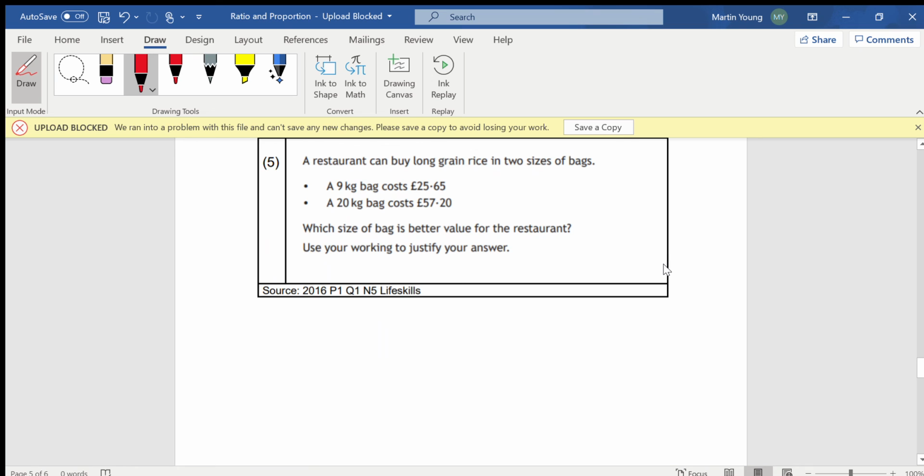Example number 5. Now, I noticed when I was looking at this, it's slightly different, but I can see why it perhaps relates to proportion. We're now on to life skills, which is the old version of applications. So a restaurant can only buy long grain rice in 2 sizes of bags. A 9 kilogram bag which costs £25.65 and a 20 kilogram bag that costs £57.20. What size is better value for the restaurant? Use working to justify your answers, we can't just say.